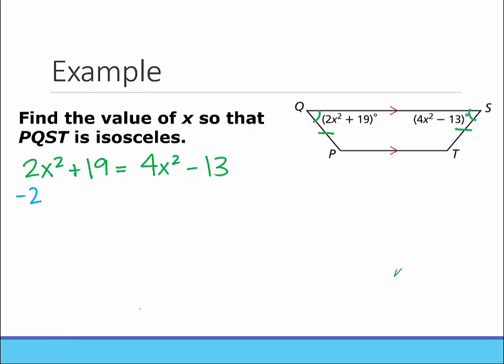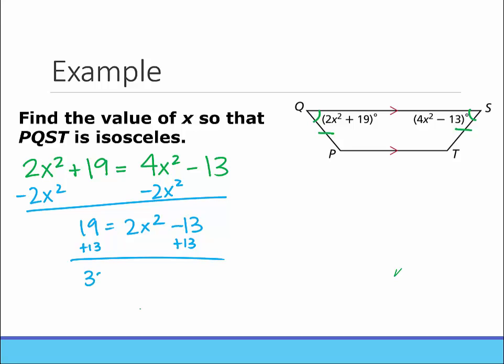I'm going to move my x squareds over here. So I get this, minus 13. And then add 13 to both sides. So we get 32 equals 2x squared. Get the x squared alone. So 16 equals x squared. And then remember, to undo a squared, all I have to do is take the square root. So x can be positive 8 or it can be negative 8.